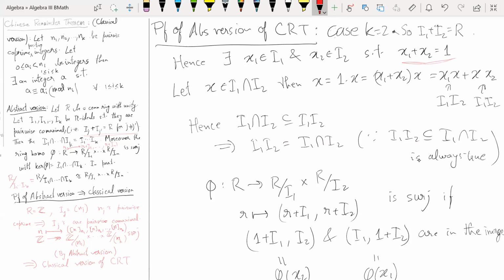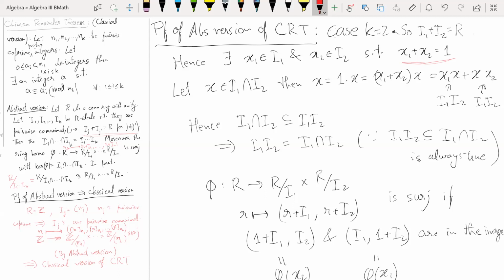So x is the same as 1 times x, and 1 you can write as x1 plus x2, times x. If you expand it, it becomes x1 times x plus x2 times x, which we can also write as x times x2. It doesn't matter which order we write. Of course, x1 times x is in I1 times I2 because x1 is in I1, and x is in both I1 and I2. This product also belongs to I1 I2 because x is in both I1 and I2, and x2 is in I2. So their sum is in I1 I2.